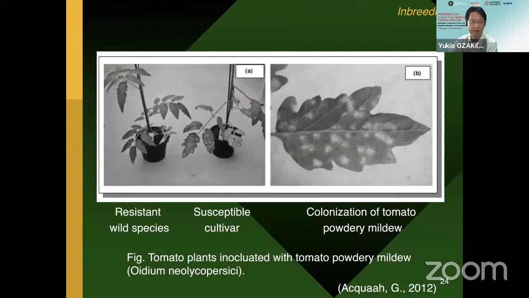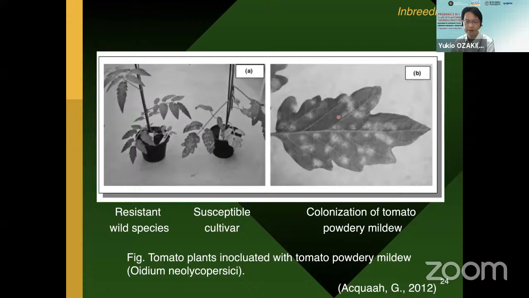These figures show tomato plants inoculated with tomato powdery mildew. Left figure: the plant on the left is from the tomato wild species Solanum peruvianum, showing no powdery mildew infection. The plant on the right side is from Solanum lycopersicum cultivar Moneymaker, showing fungal colonies growing on infected leaves.